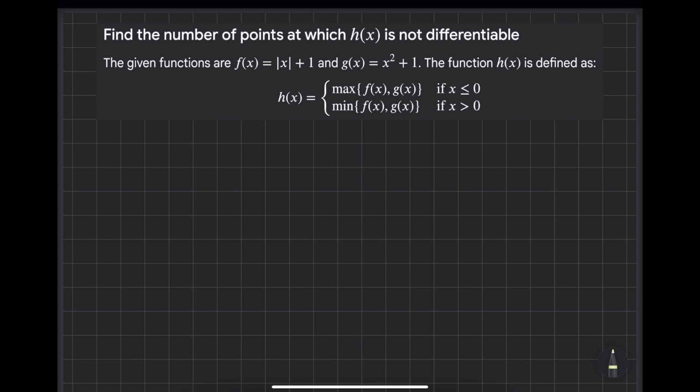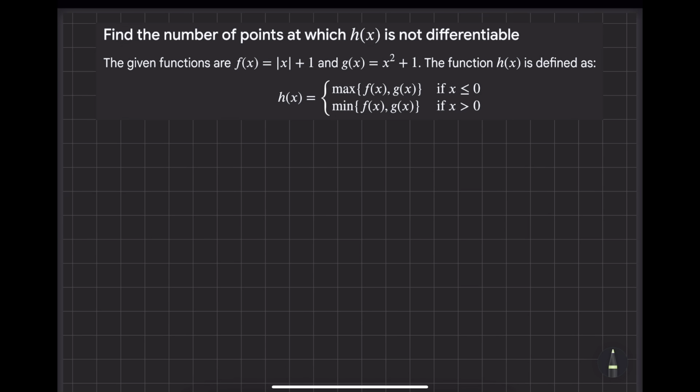So, we got a wholesome new problem which says: find the number of points at which h of x is not differentiable, where the given function f of x is this, g of x is this, and the function h of x is defined as this. Before x equals 0, you have to take max. After x equals 0, you have to take min.